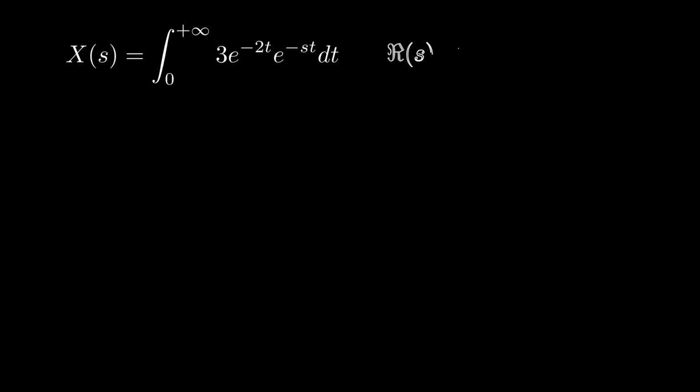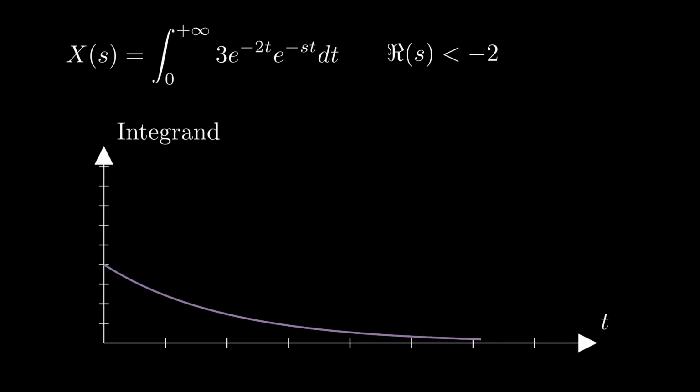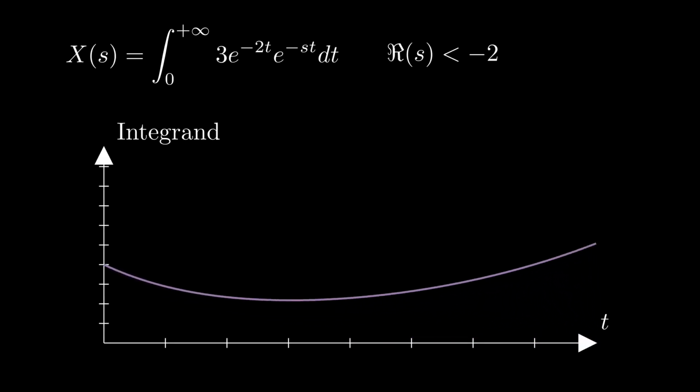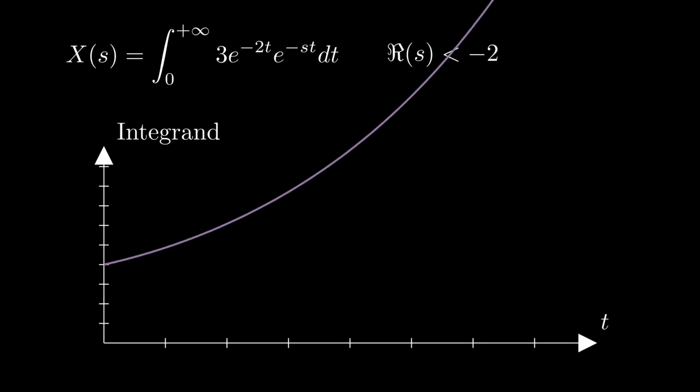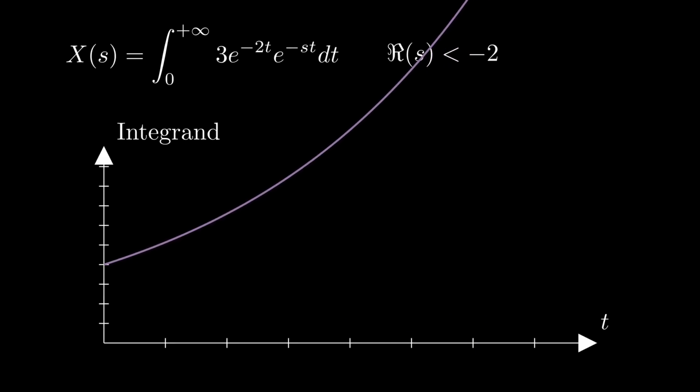What should we do to make this integral diverge? It is pretty easy. We set s to have larger negative values than minus alpha. In other words, we set the real component of s to be less than minus 2. Look at how the integral explodes with this.